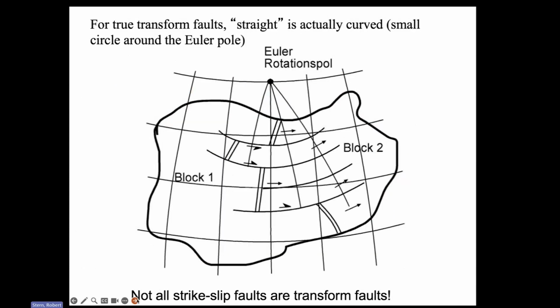All right, so for true transform faults, straight is actually curved because these are always going to be small circles around the Euler pole. So that means the closer that the transform is to the Euler pole, the more curved it will be, like this one. And the farther away it is, it's going to be more approximating a straight line, like that. But it's always going to be curved at the large scale. And as we said, not all strike slip faults are transform faults.